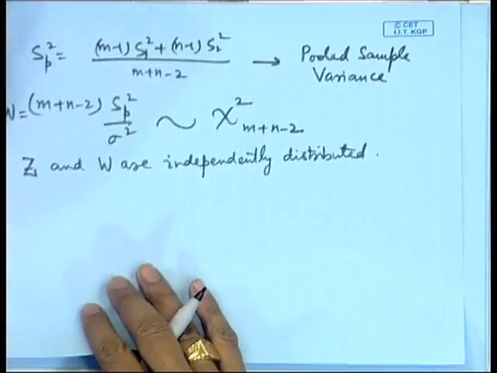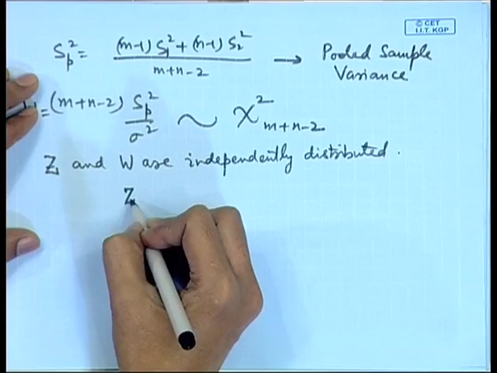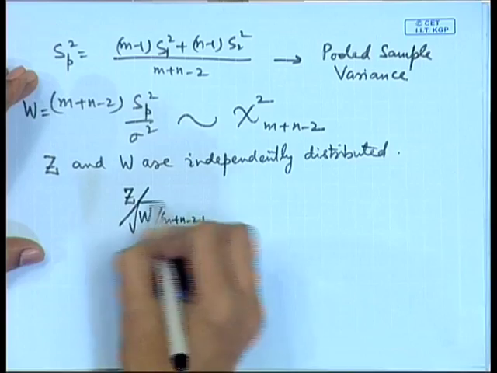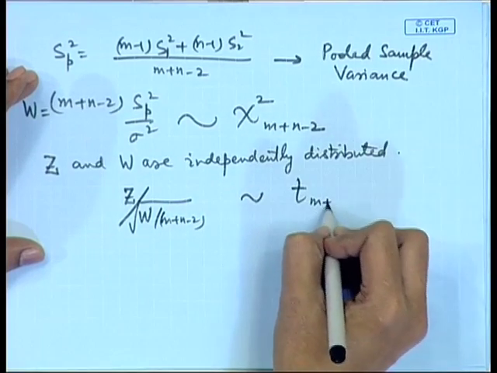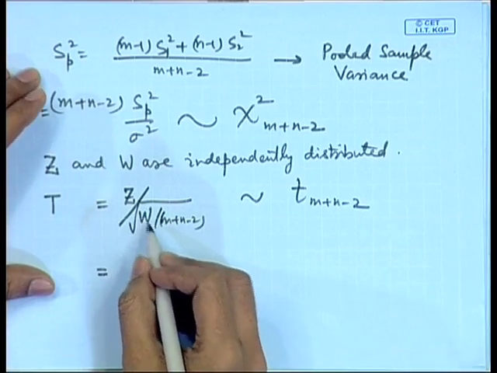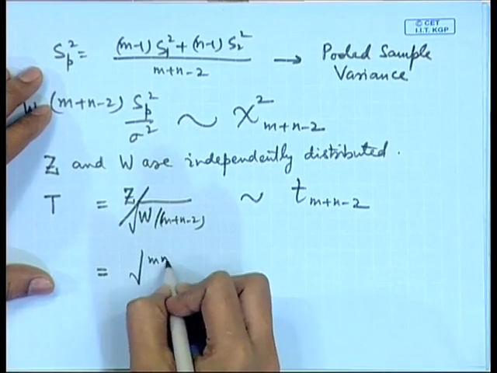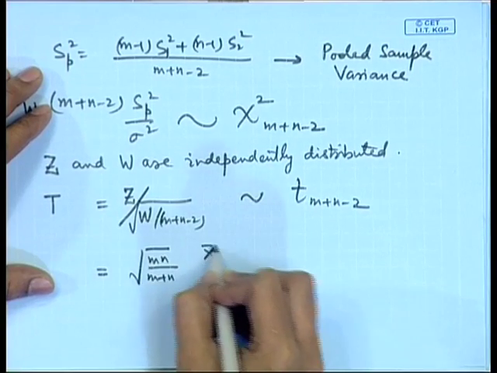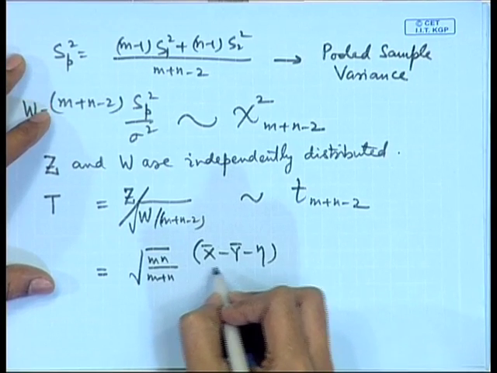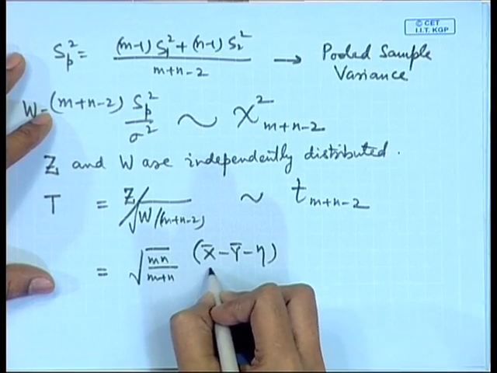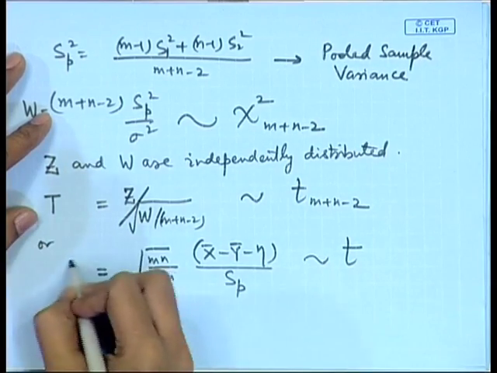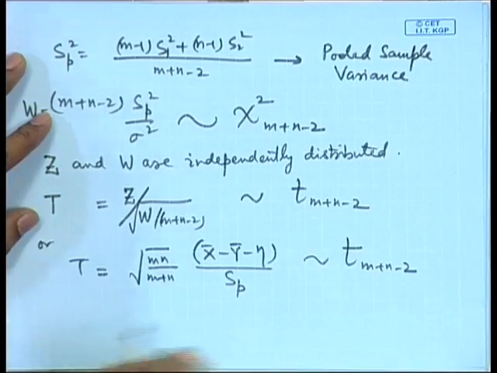So, if they are independently distributed, I can look at the distribution of z divided by w by m plus n minus 2 square root, that will have t distribution on m plus n minus 2 degrees of freedom. So, this quantity is equivalent to root m n by m plus n, x bar minus y bar minus eta, divided by s p. So, that follows t distribution on m plus n minus 2 degrees of freedom.